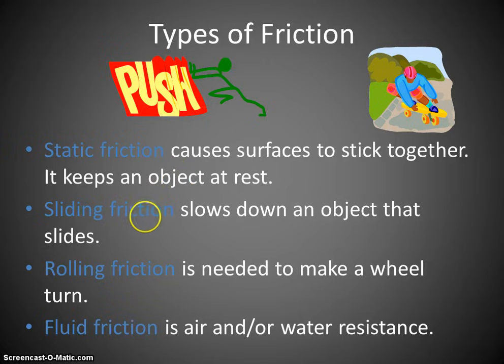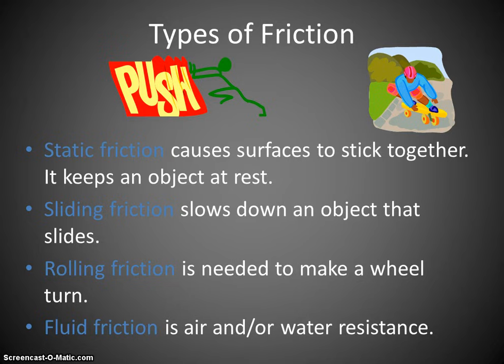Sliding friction, we've all experienced sliding friction. When you try to push something across a rough surface, it slows it down as that object is sliding. Rolling friction is a concept that we use with wheels that helps them to actually turn. Without that rolling friction, the wheel would not actually turn because you need an oppositional force for it to turn.